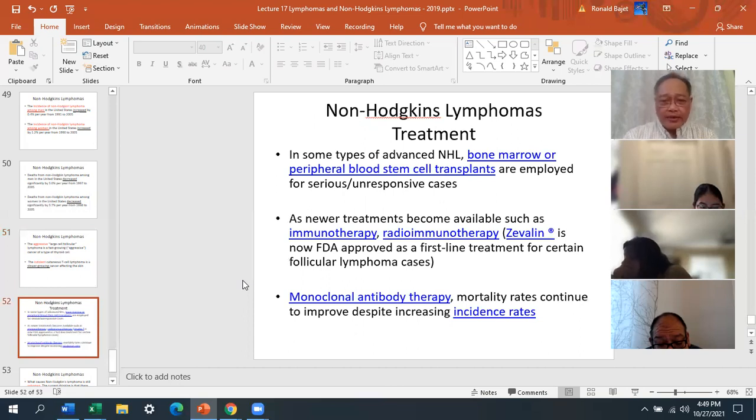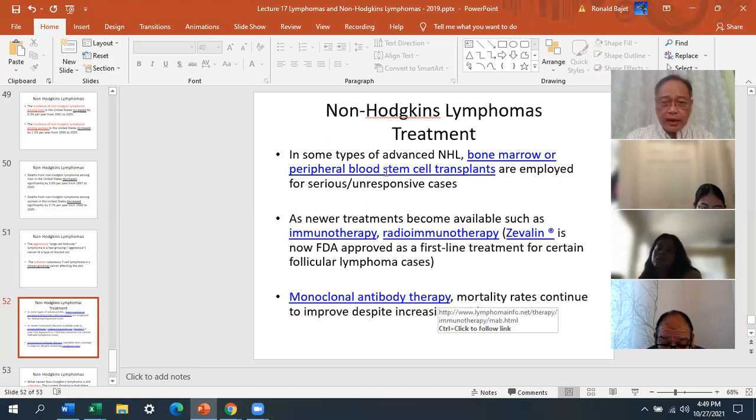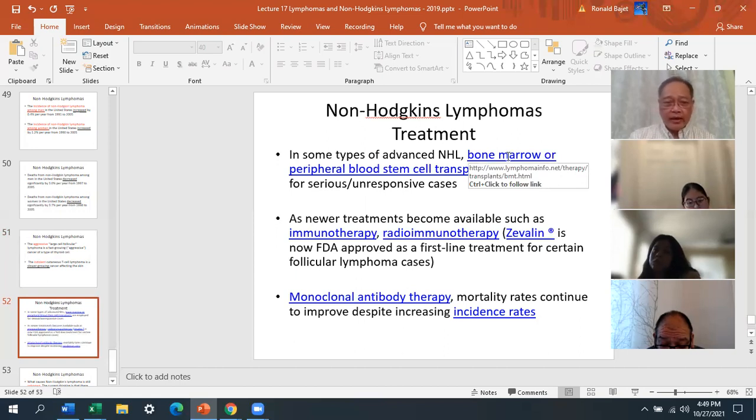Treatment therapies. In some types of advanced non-Hodgkin's lymphoma, you can get bone marrow or stem cell transplants. That's one type of therapy. Another one is immunotherapy or radioimmunotherapy using Zevalin. And monoclonal antibody therapy is another way to treat non-Hodgkin's lymphoma. If you click on these in your lecture PowerPoint, they are actually hyperlinks, so you can control click and read more on these types of treatments.